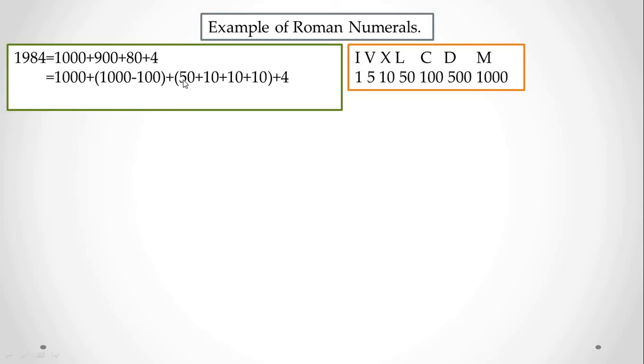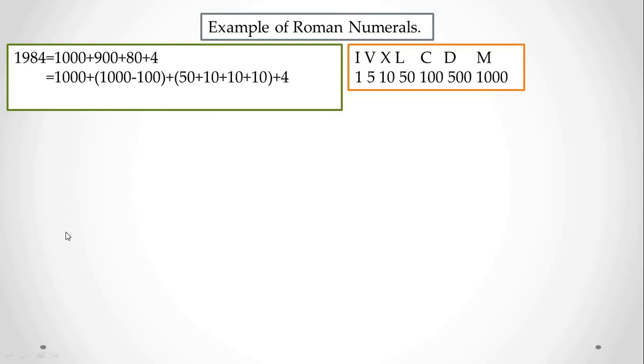Why do we do it with 50? Because for 50 a ready-made L is already there. You cannot do 100 minus 20, okay, because any symbol is repeated maximum 3 times. So here, whenever 80 is there, 70 is there, you do it with plus 50, then 3 times 10. Then 4 you write as it is.